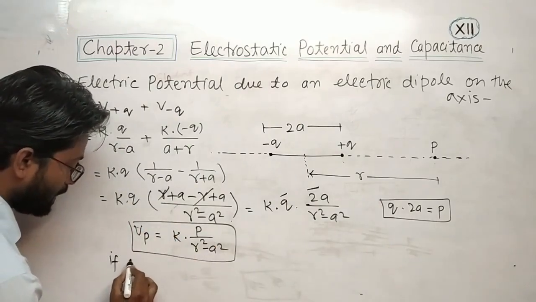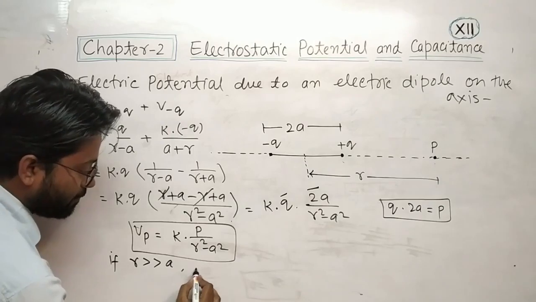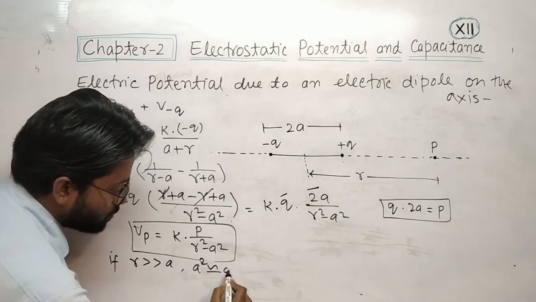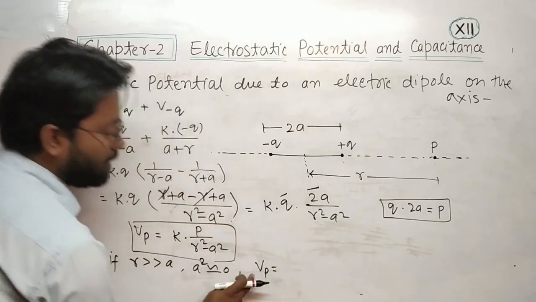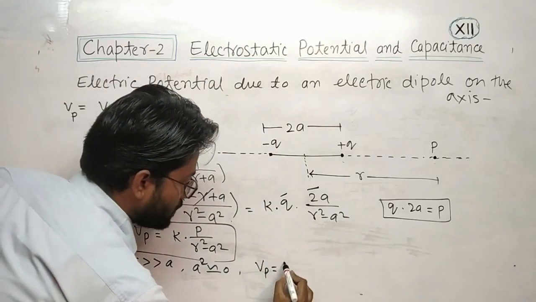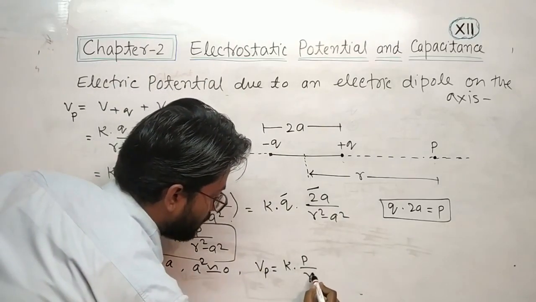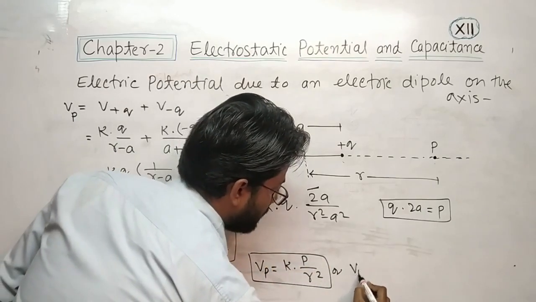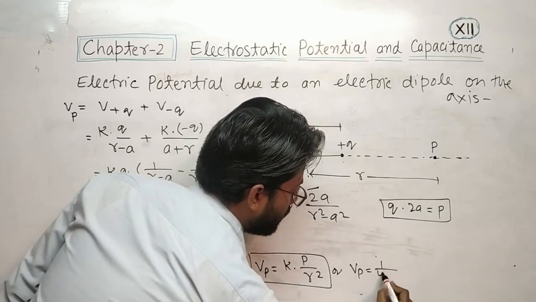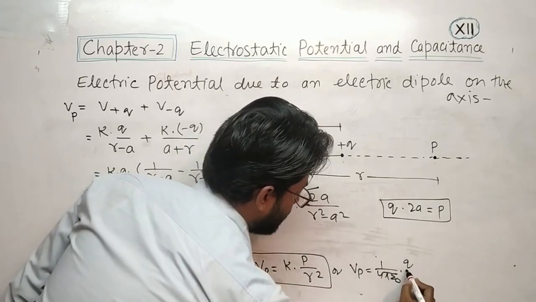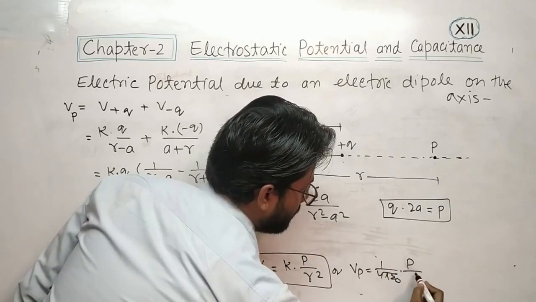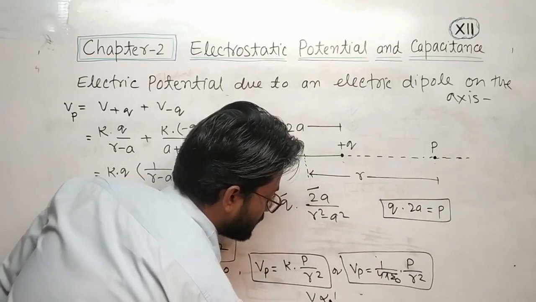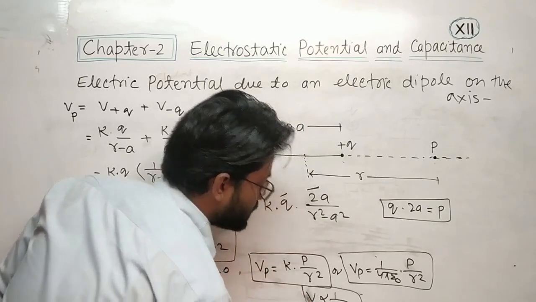If R is very greater than A, that means A is 0 or A square is approximately equals to 0. That means V, potential at point P, is equals to K times P upon R square. Or we can write V is equals to 1 by 4 pi epsilon naught P upon R square, means potential is inversely proportional to the square of the distance.